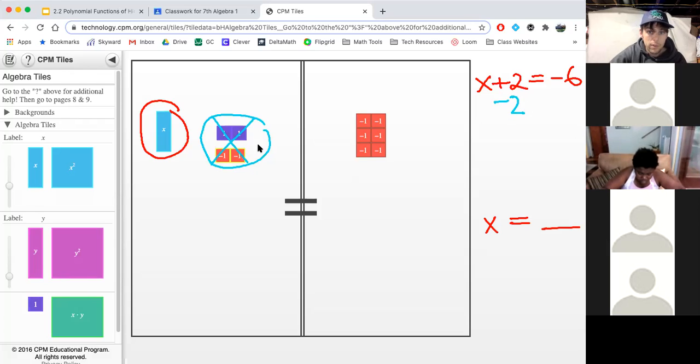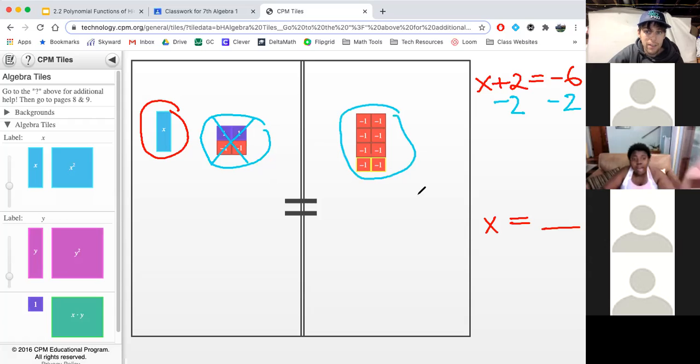I got to do the same things on both sides though. So I got to put those -2 on this side as well. And on this side, all my tiles are already negative. So when I put this together, it's kind of like I'm adding it to it, but I'm not really adding. I am still subtracting 2. I put -2 over here. But now on this side, I actually have -8. So my solution ends up being x is equal to -8.